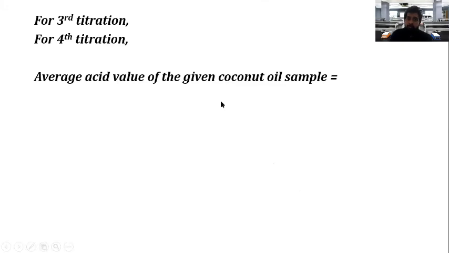So you have to do this same calculation for the third titration and fourth titration. You have to calculate the acid value, and for that particular coconut oil sample, to get an accurate acid value, you have to take the average.